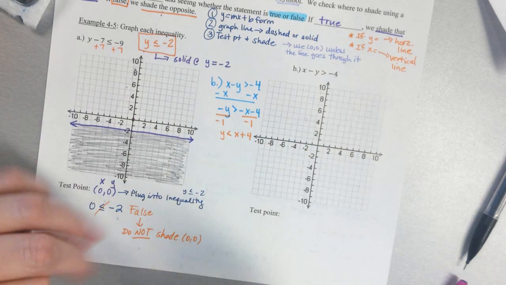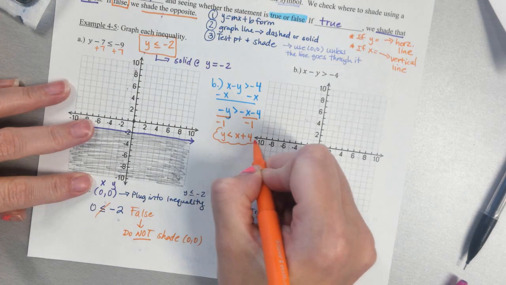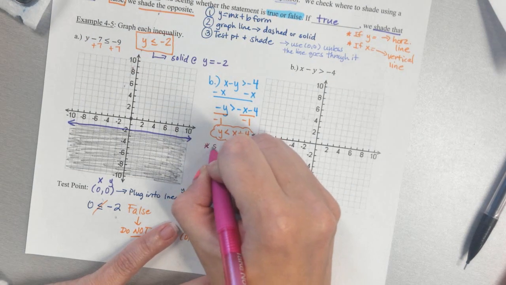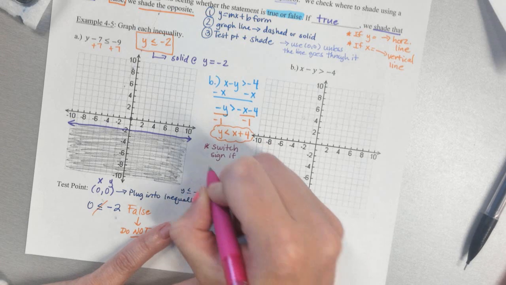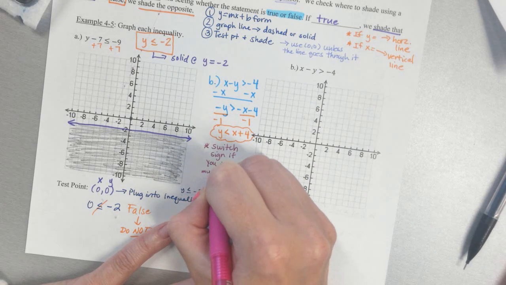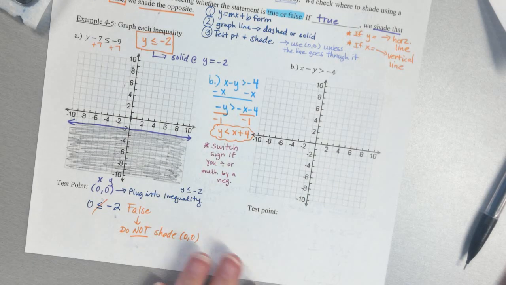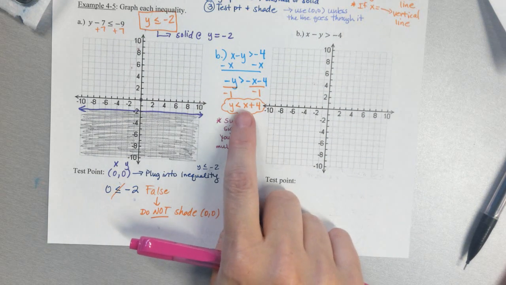Okay, so whenever you multiply or divide by a negative, when you have an inequality, there's that special rule that's so easy to forget about, right? The rule is you have to switch the sign if you divide or multiply by a negative. Okay, so switch the sign. So this is what we are graphing here.